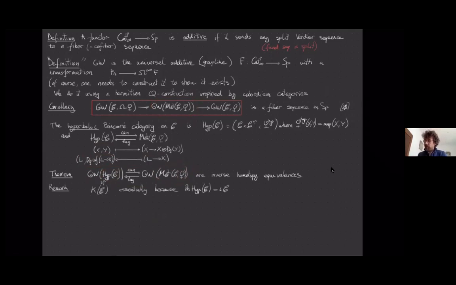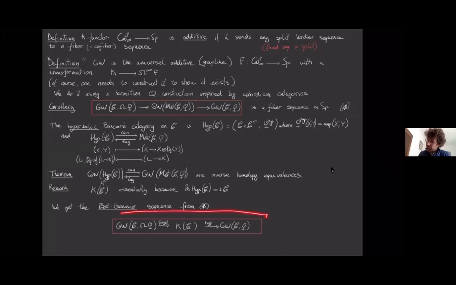But as some people will expect, GW of the hyperbolic category is actually K-theory in a natural way, essentially because if you take Poincare objects of the hyperbolic category, it's extremely easy to see that it's just objects of C. Now, by replacing the middle term by K-theory, you get a fundamental sequence that we call the Bott-Karoubi sequence, where you have the K-theory, GW, and the fiber is a GW of loop spaces of the quadratic functor. So you just loop it afterwards. You map to spectra and you loop.